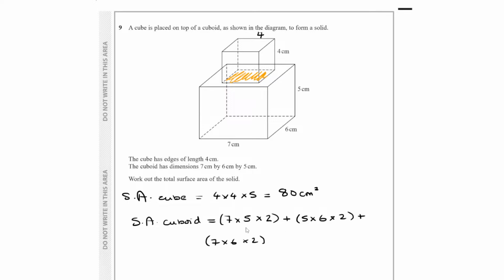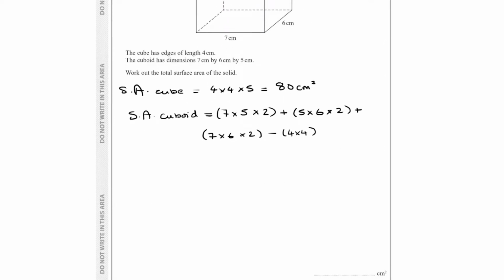But in this case, we don't want this orange bit, do we? Which is a cutout. So then I could subtract that orange bit, which I know is 4 times 4, isn't it? So just remember, you need to cut out any of the bits that are overlapping, that are technically on the inside of the shape. Those don't count towards the surface area. So that's why this one's a little bit more complicated, I guess. Then you just have to work out all of this, unfortunately.